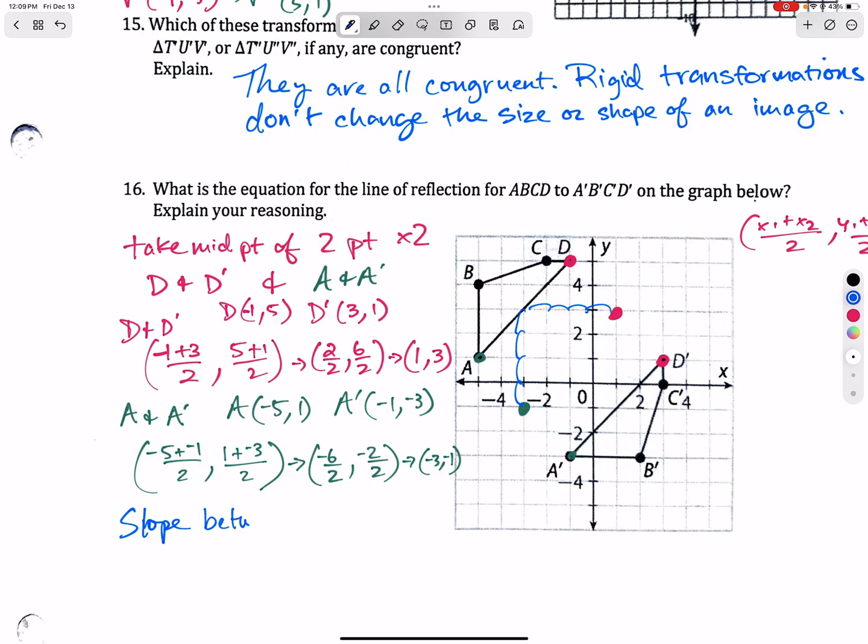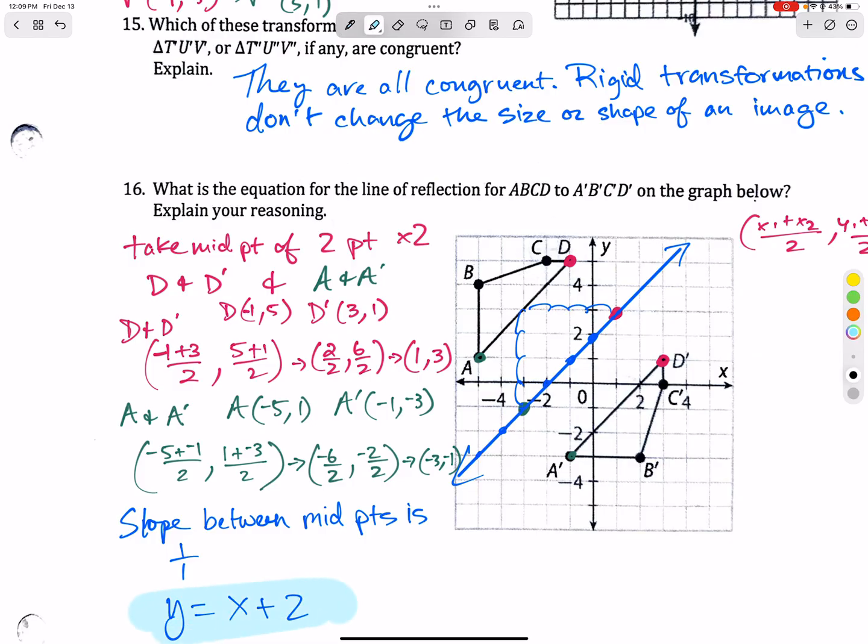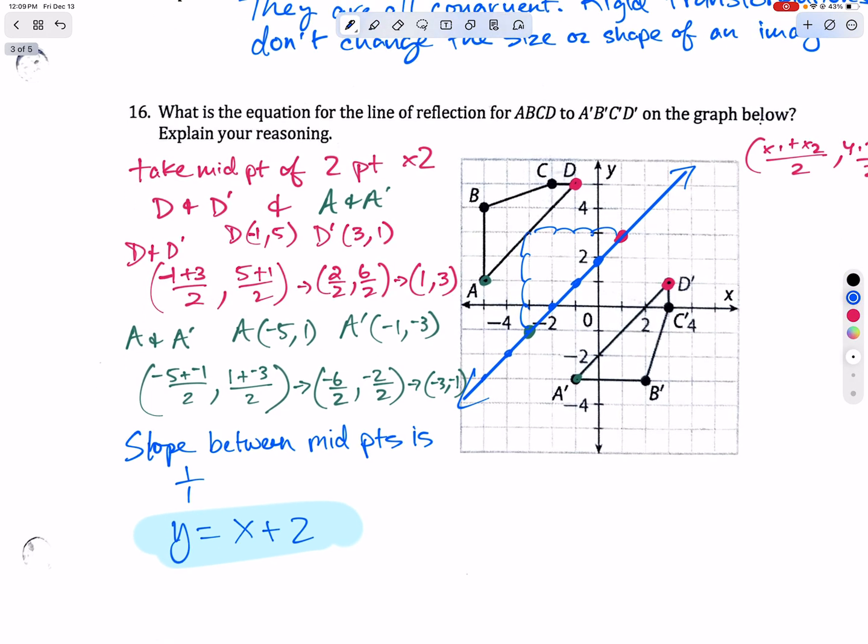Slope between midpoints is 1 over 1. So we can actually just find that equation. All right, if we just go up 1 over 1, that goes right through. And that is y equals x plus 2. That is the reflection.